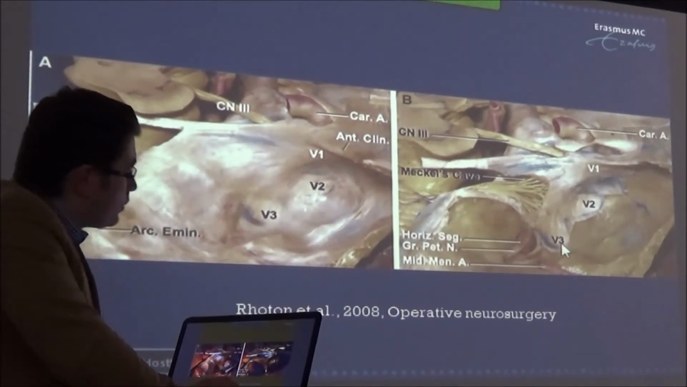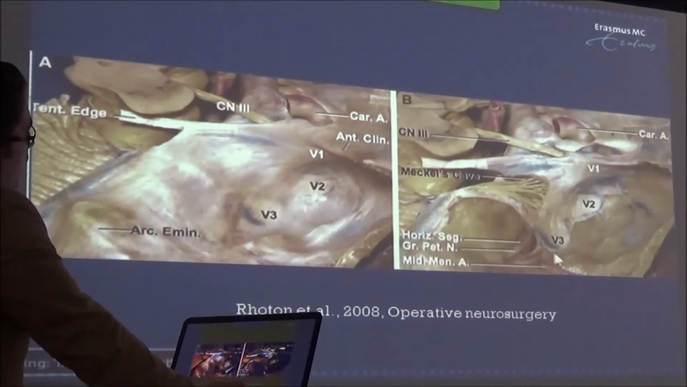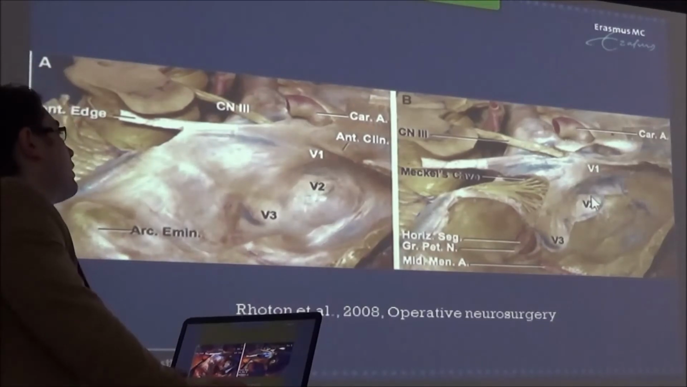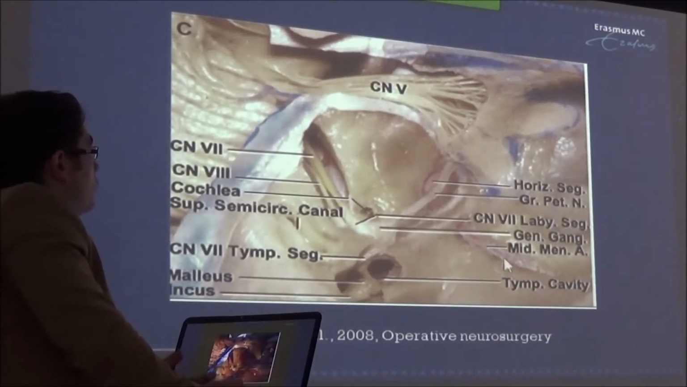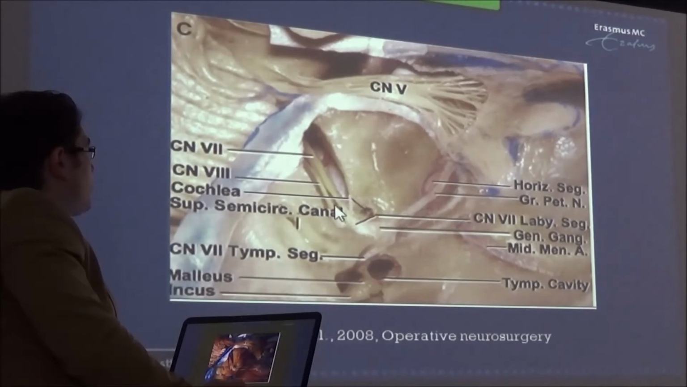But what you can do sometimes, if you want a little bit more space, is unroof foramen ovale, and then you can mobilize V3 a bit, and then you've immediately got more space here. We don't do that currently, but Professor Roche in Marseille, he's an expert at this, and he suggests it sometimes. So this is just the same view. Dura has been removed, GSPN over the petrous carotid, and you have the meatus that's been opened from fundus to porus, and you also have the cochlea and the cochlear angle.